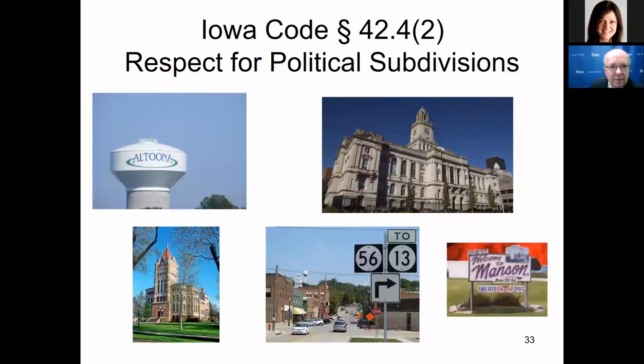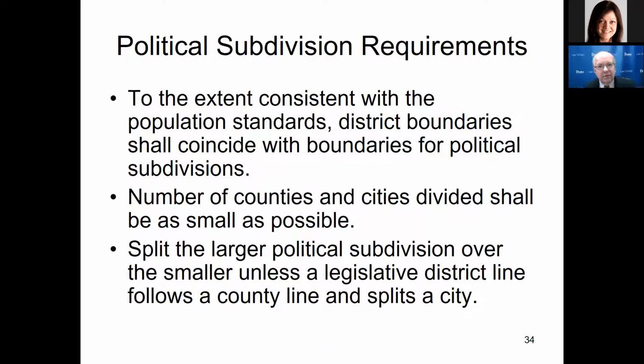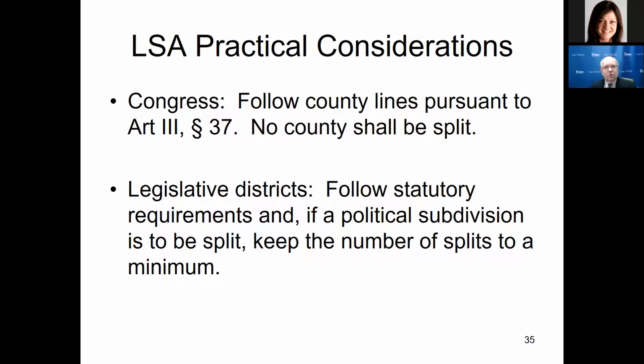The next requirement is respect for political subdivisions. It provides that to the extent consistent with population requirements, district boundaries should coincide with boundaries for political subdivisions. The number of counties and cities divided should be as small as possible, and it provides that you split the largest political subdivision or the smaller, unless a legislative district line follows a county line and splits a city. In practice, of course, for congressional redistricting, the Iowa Constitution controls and provides that no county lines will be split in creating congressional districts. For legislative districts, we follow the statutory requirement. And if a political subdivision is to be split, we try to keep the number of splits to a minimum.